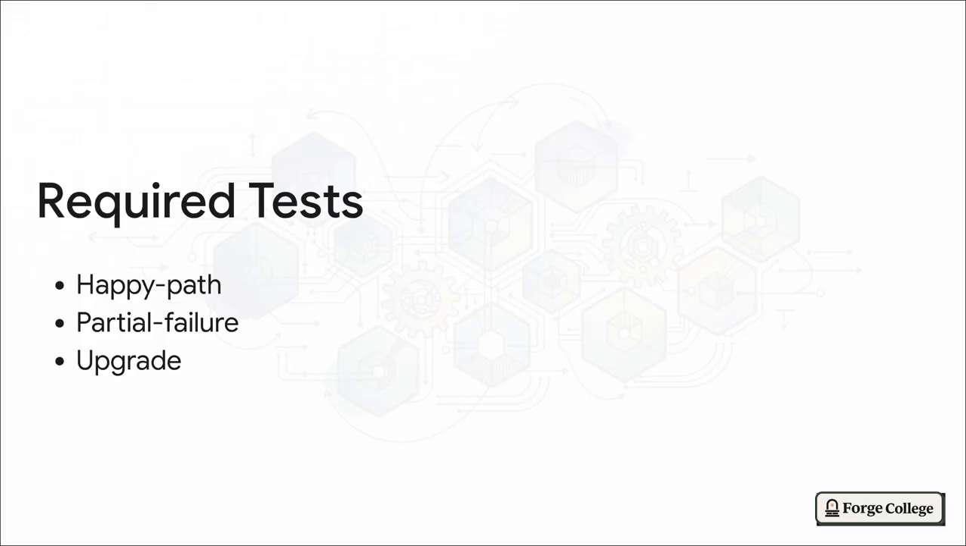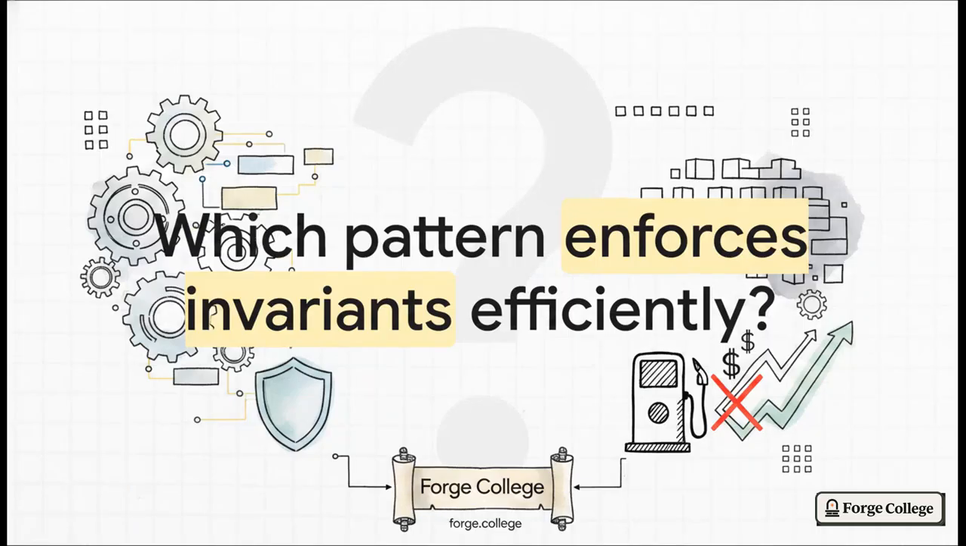First, a happy path test, just making sure everything works perfectly. Second, a partial failure test, to see what happens when the waiter drops the plates. And third, an upgrade or migration test, just to ensure you can actually swap out parts later without completely breaking the system. I want to leave you all with one final thought today. When you look at your next smart contract project, which pattern is going to enforce your invariance without breaking the bank on gas? Because ultimately, it's all about balancing safety with efficiency.